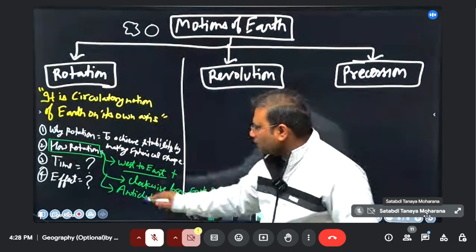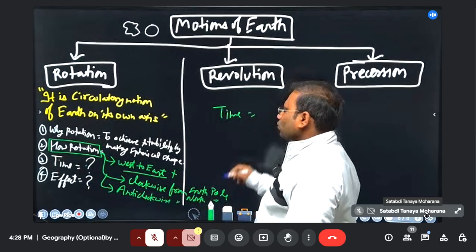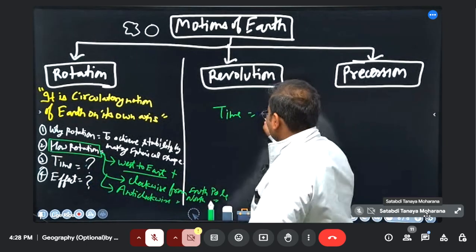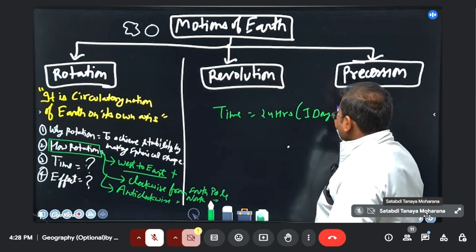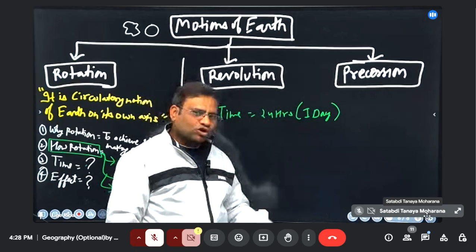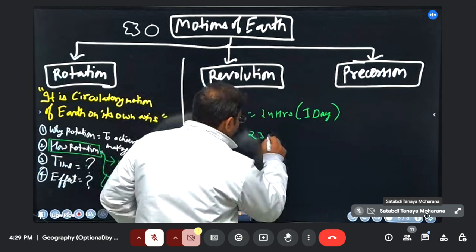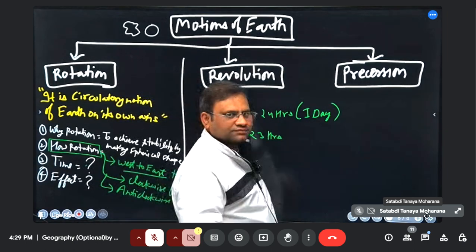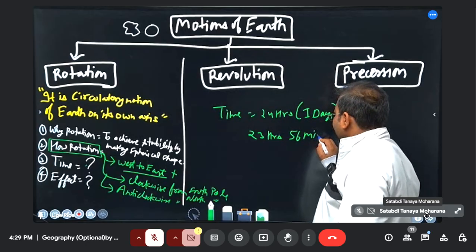Now come to the time. How much time does Earth take to rotate? Generally it is 24 hours. That is true. Means one day. But the question is, is it exactly 24 hours? No. Is it slightly more than or less than? Slightly less than. So what is the real time? 23 hours, right? 56 minutes, 4 seconds.